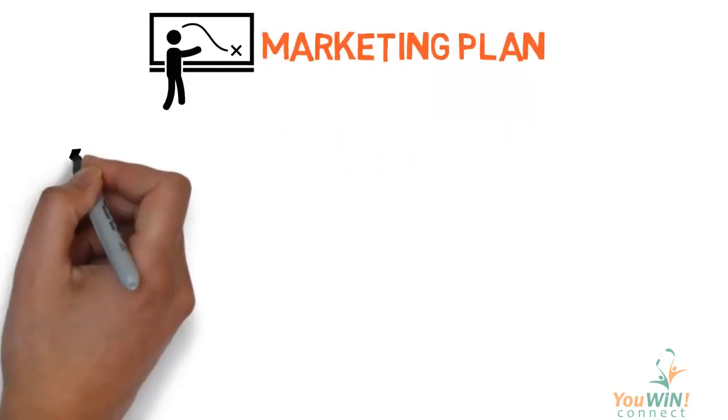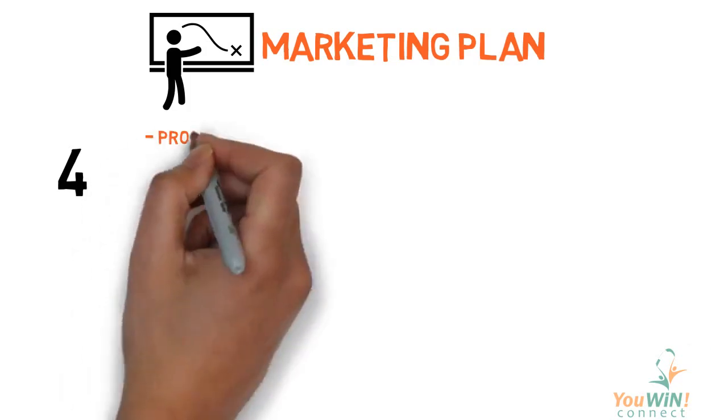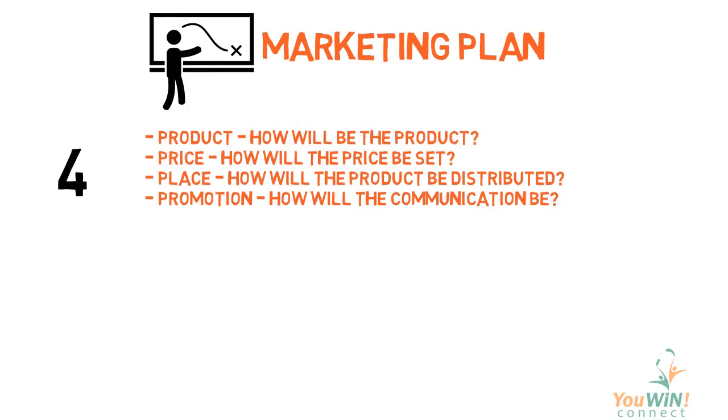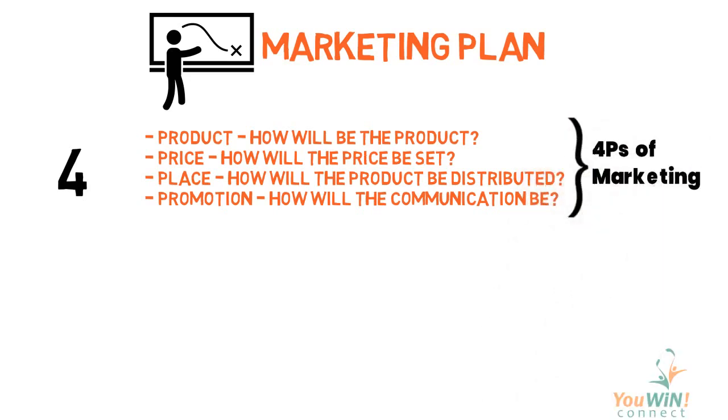In this area, there are 4 main activities that would be considered as far as the marketing plan is concerned. First is the product. How does the product look? Second, how will the price be set? How will the product be distributed? And how will communication be done? This is referred to in marketing management parlance as the 4 P's of marketing.